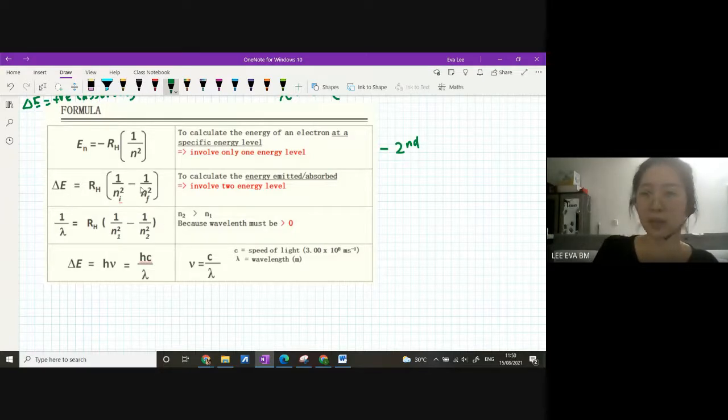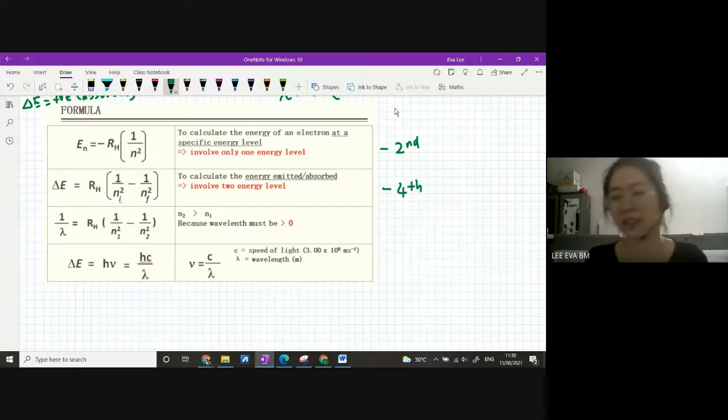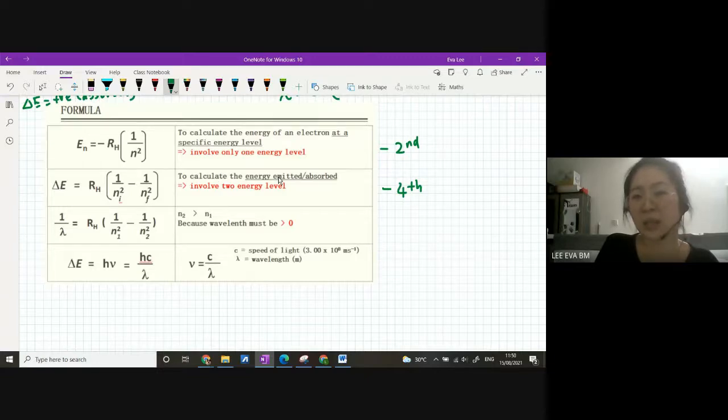And then the second one represent our fourth postulate whereby electron make transition. Lower to higher, higher to lower, either way. Okay, so delta E, to calculate the energy emitted or energy absorbed, which involve two energy level.